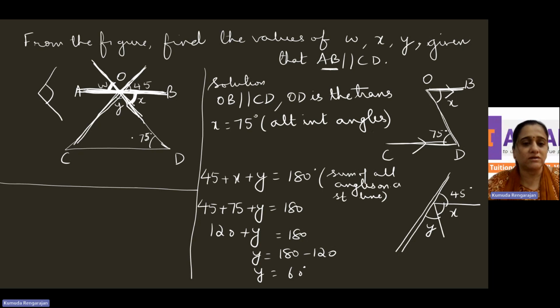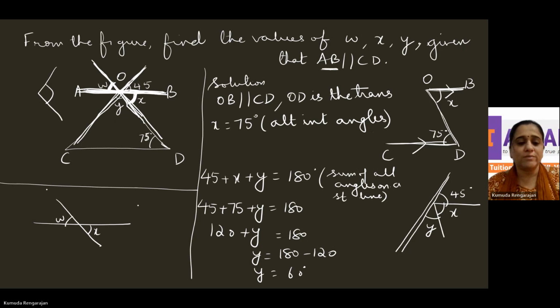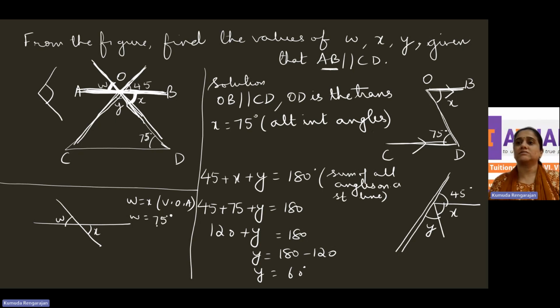So I can make out that this is one line, and this is the other line, where there is W here and X here. So what's the third step? W is equal to X, vertically opposite angles. So W is equal to 75 degrees. This is the third part. Understand? You can write VOA here, but in the exam, you should write vertically opposite angles. All right? Write down the answer.